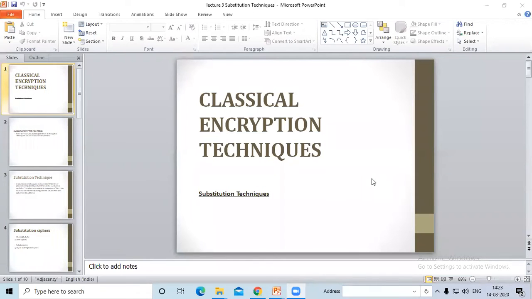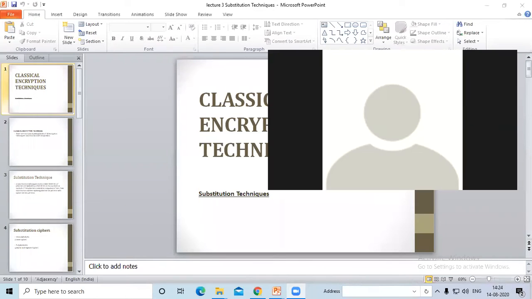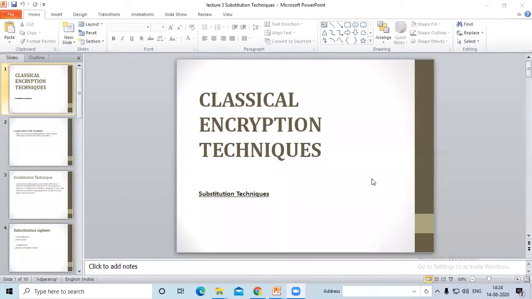Okay, students, shall I proceed further? So we are done with monoalphabetic, polyalphabetic, and Caesar cipher over here. Fine. So we can move further to the types that we require in the substitution cipher. Shall I proceed? Can you please raise your hand? Okay. Fine. I'm going to start with another substitution technique, that is the Playfair cipher.